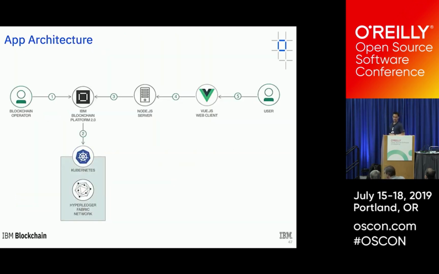So this is the app architecture that we'll see. We'll go from the front end, from the right-hand side. So we'll be the user, talking to a Vue.js web client that's running an Express server in the back end, and that's talking to the IBM Blockchain Platform. If you want to run this app locally, you can do that too. You can just use your local Docker containers to spin up a Hyperledger Fabric network locally, and then install the smart contract there, and you can run it that way too.